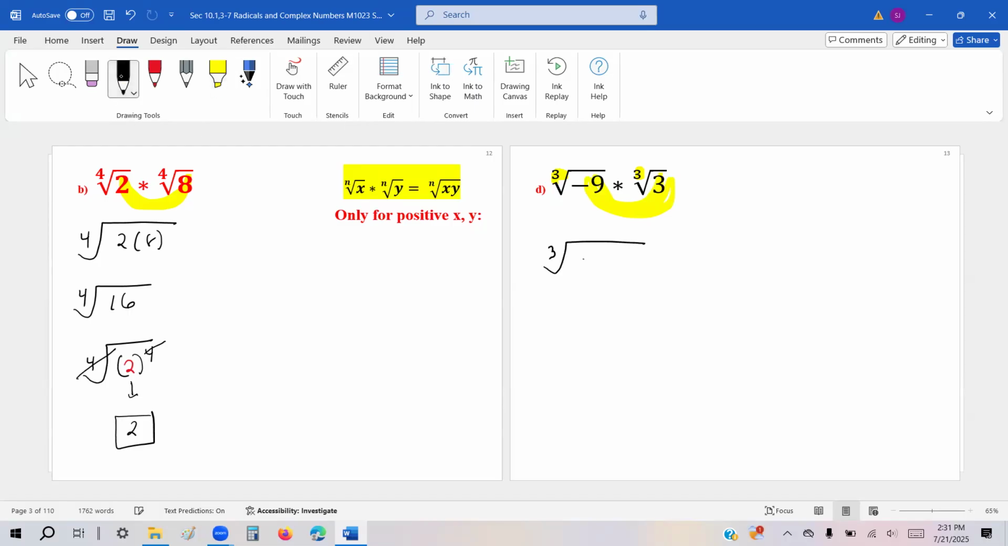We get cube root of negative 9 times 3. What is negative 9 times 3? Negative 27. Now, can you think of a number that if you multiply it 3 times, it becomes negative 27? Negative 3. So cube root and cube power cancel out. The answer is negative 3.